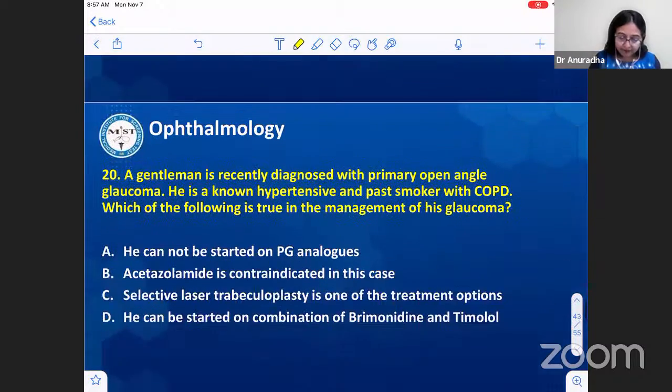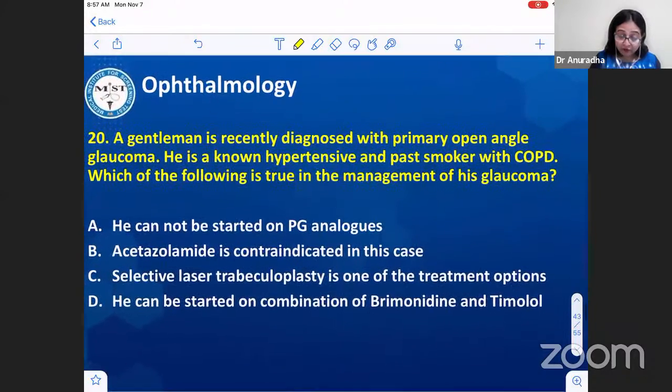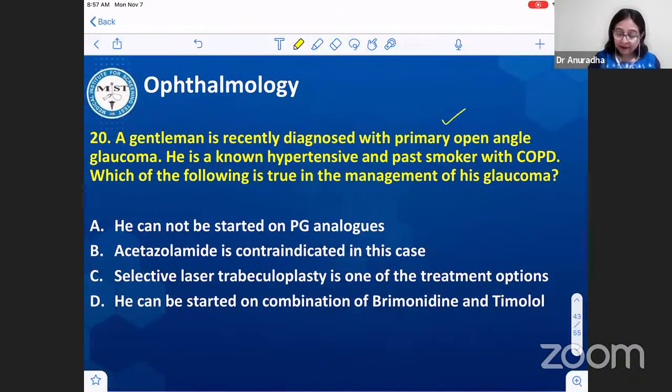Perfect. Okay, moving on to another question, beta. A gentleman is recently diagnosed with primary open angle glaucoma. He's a known hypertensive and past smoker with COPD. Which of the following is true in the management of his glaucoma? Mitomycin, of course, we can give to prevent recurrence, beta. If you did autograft but the patient still has recurrences, then yes, of course, you do mitomycin. But when we have to choose as a straightforward answer, go for conjunctival autograft.